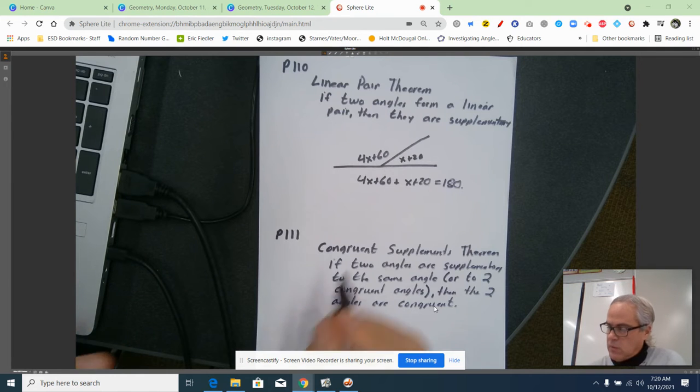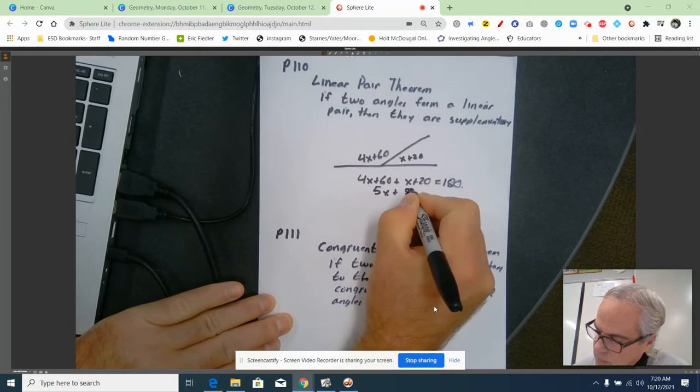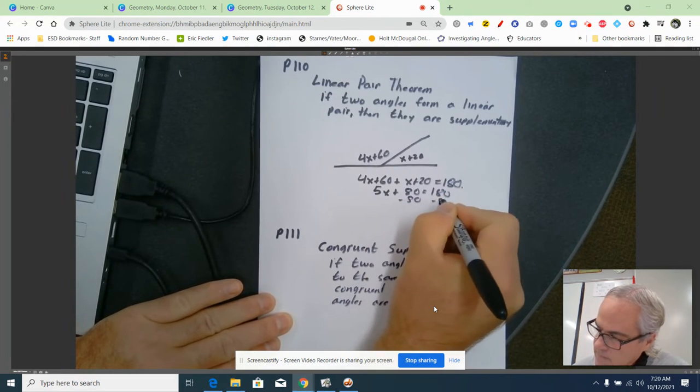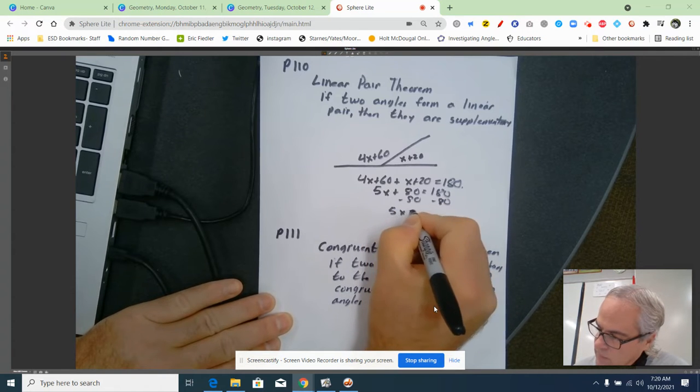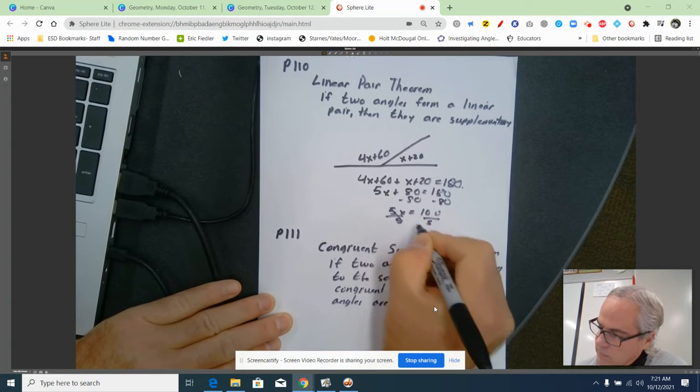Okay, now we're just solving the equation. Combine like terms. 5x plus 60 plus 20 is 80. Minus 80. 5x is equal to 100. And divide by 5, and I could find that x is equal to 20.